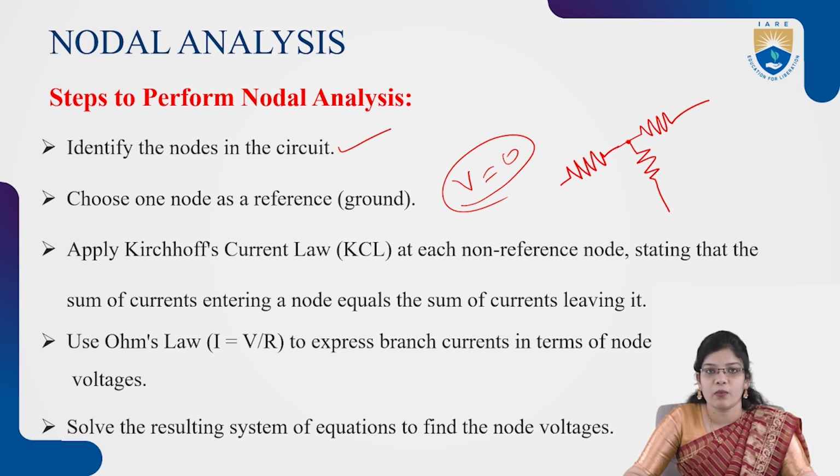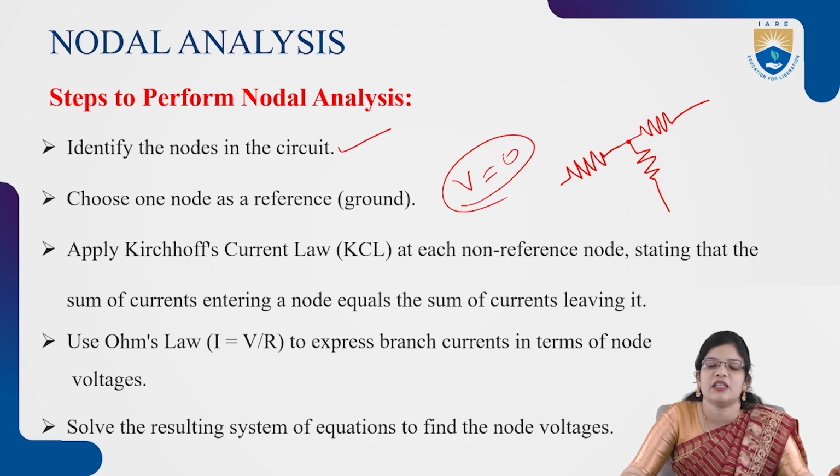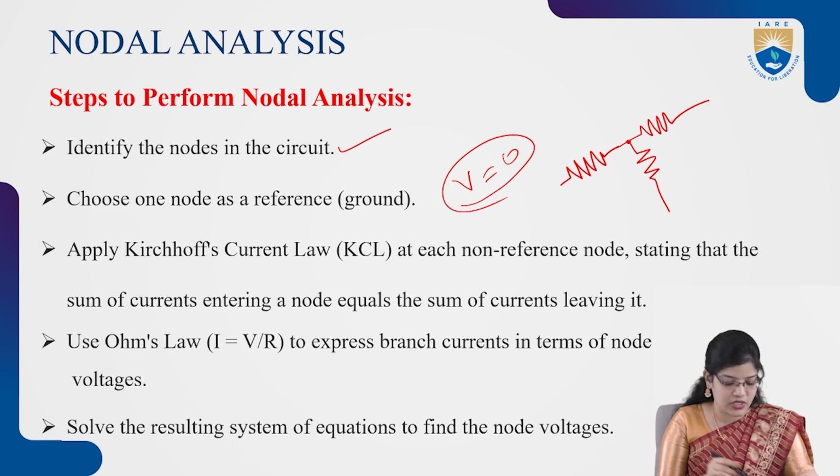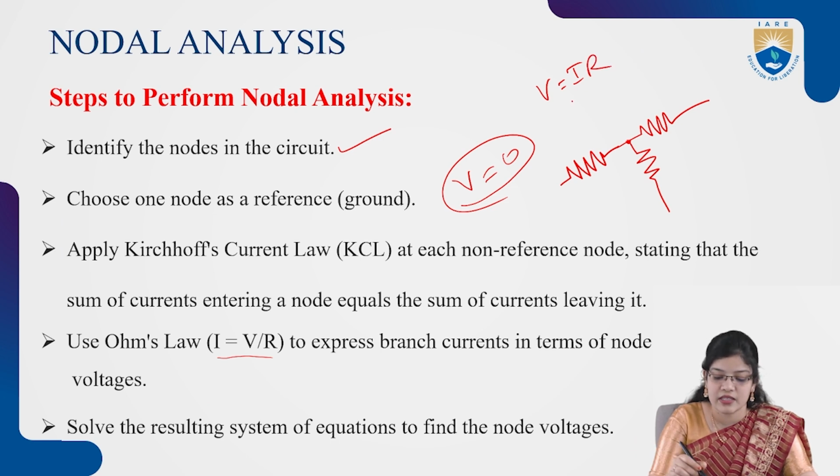We already know about KCL. KCL is nothing but the currents entering the junction should be equal to the currents leaving the junction. The same rule is applied in nodal analysis. Coming to the fourth point, use Ohm's law, which is I equals V by R. Generally V equals IR, but here we are going to calculate the currents by using nodal analysis, so I will be equal to V by R.